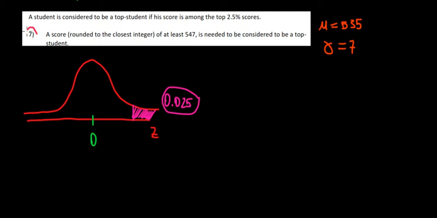Let's work on question 7 now. A student is considered to be in the top if his score is among the top 2.5%. Now, a score of at least 547 is needed to be considered a top student. Is that true or false?